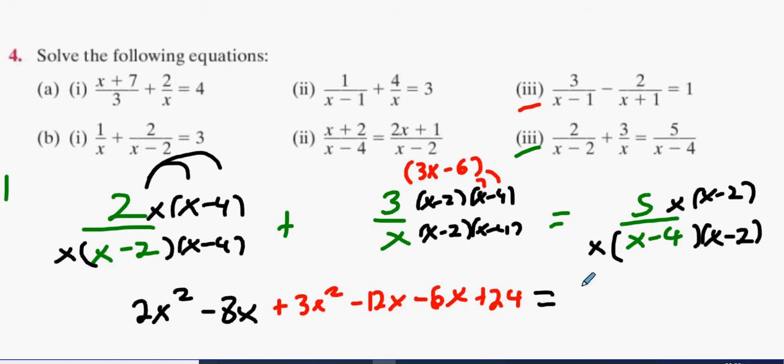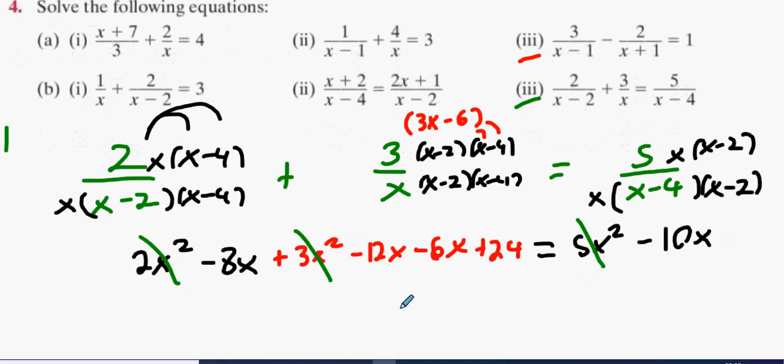5x times x, 5x squared, and 5x times minus 2, minus 10x. Now, we got lucky here. Why did we get lucky? 2x squared plus 3x squared is 5x squared on the left, which cancels with 5x squared on the right, doesn't it? And what do we get left with now? Minus 8, minus 20, minus 26x plus 24 equals minus 10.